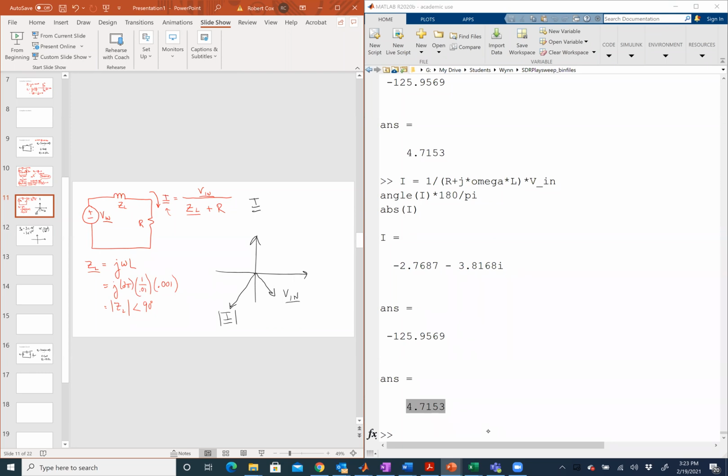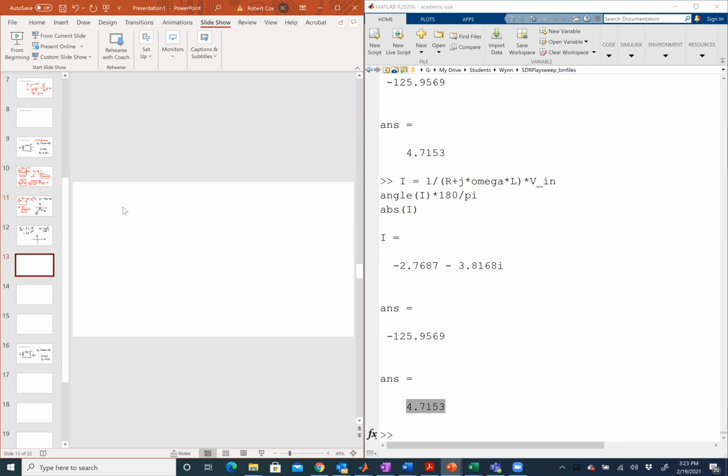All right. So let's say the phasor is apparently 4.72 with an angle of negative 126. Okay. So let's say I want to take that guy and ask what it would actually look like if I sketched it in the time domain. So if I wanted to see that current I of t in the real world, what would it be? So let's copy that over to another slide. What's the I of t that goes with this?